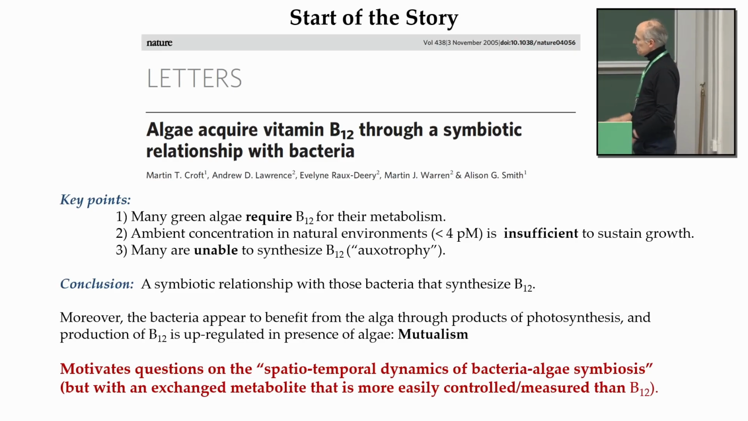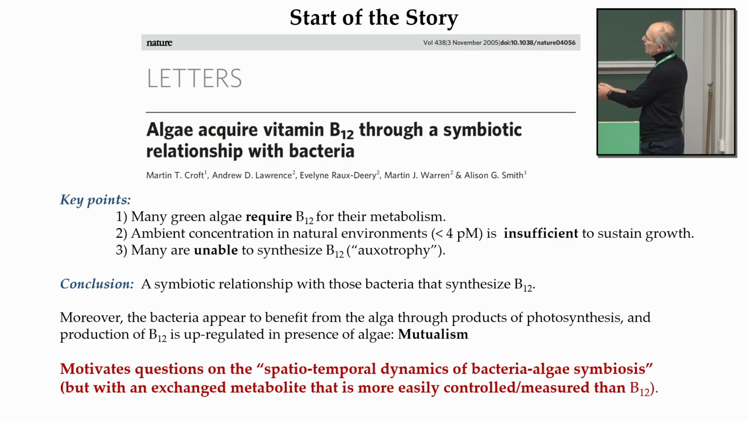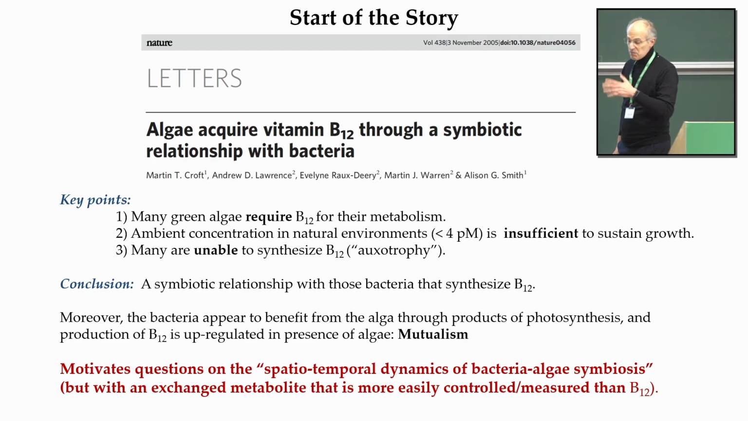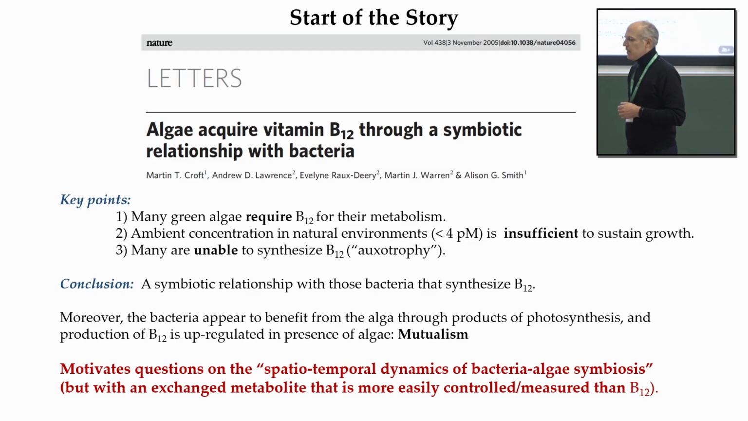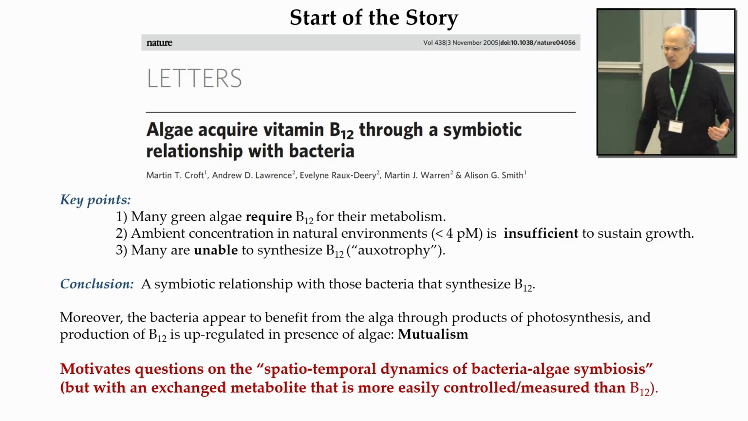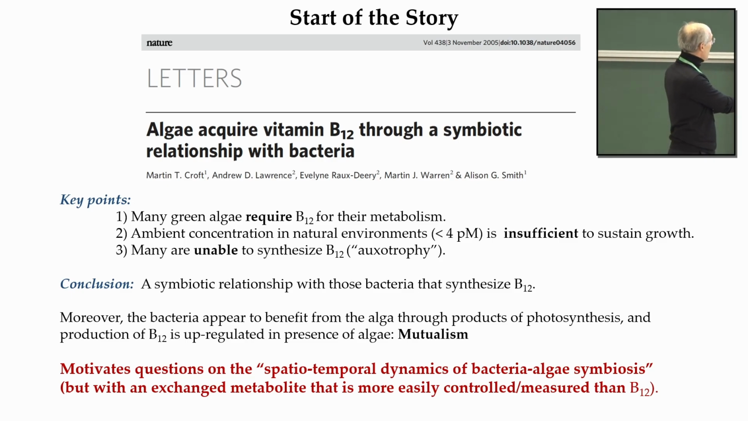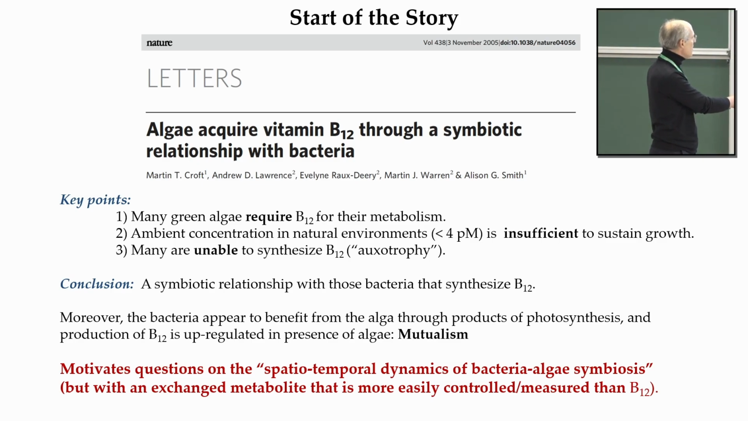So back in 2005, Alison Smith's group in Cambridge Plant Science published what turns out to be a landmark paper in which they, in the usual way of declarative titles in biology, established this, that algae, green algae in the ocean and freshwater environments, acquire vitamin B12 by a symbiotic relationship with bacteria. And you might say, who cares?